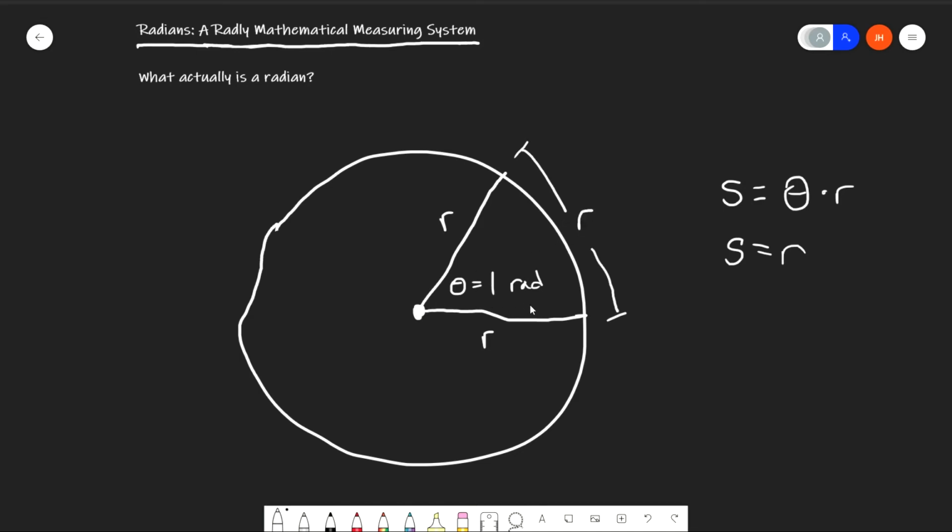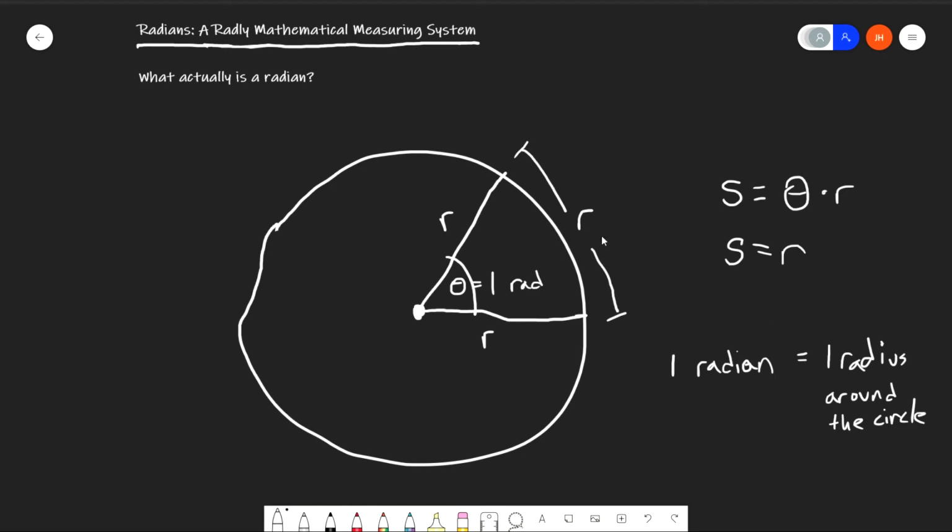What you can see is that radian is a measurement of angle such that 1 radian of angle is 1 radius around the circle. So 1 radian is equal to 1 radius around the circle. That's where the name comes from, by the way.